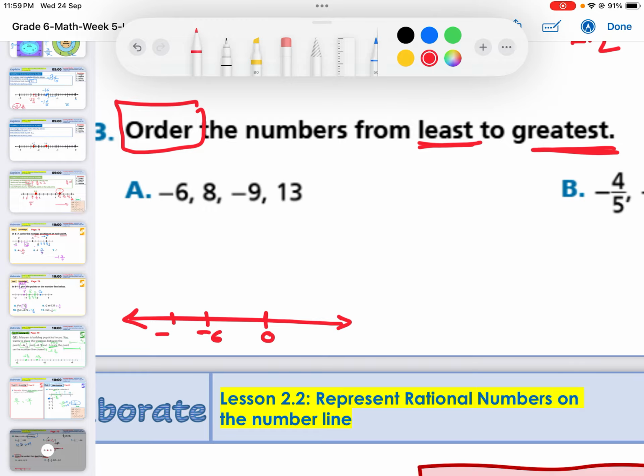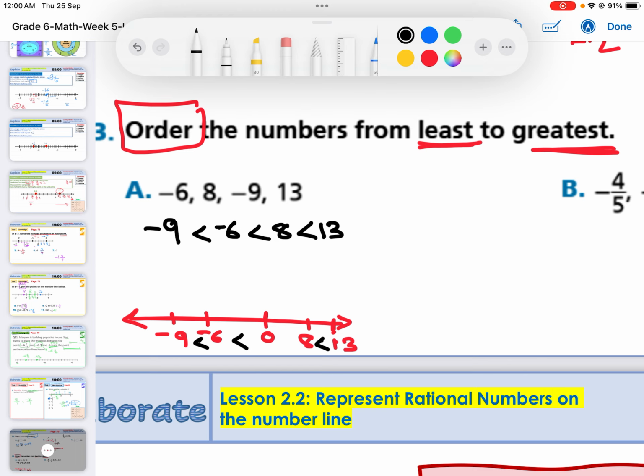Then negative 9, 8 and 13 are going to be to the right side of the number line, to the right side of 0. So now let's compare, guys. Obviously, which one is the smallest? Negative 9, then negative 6, then 8, then 13. So negative 9 will be the least one. It's less than negative 6, less than 8, less than 13.